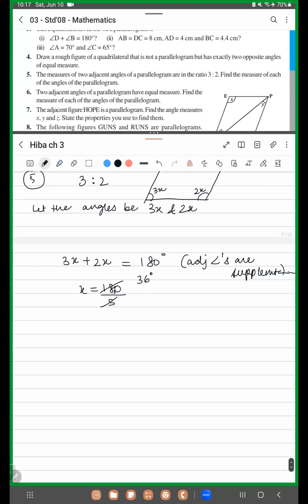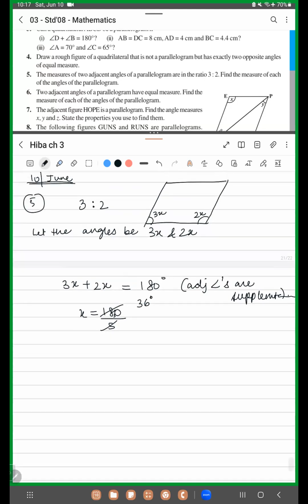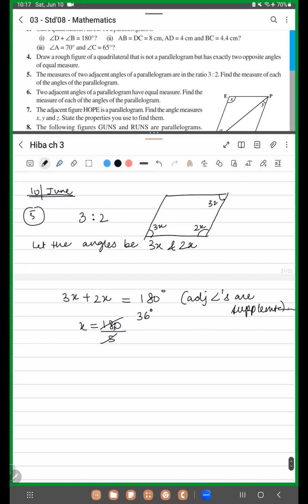So now what do we have to find? We have to find all the angles of the parallelogram. Find the measure of each of the angles of the parallelogram. So what will all the angles be? 36 degrees. No, 36 degrees is x. X is 36. And what are the angles? The angles are 3x and 2x.